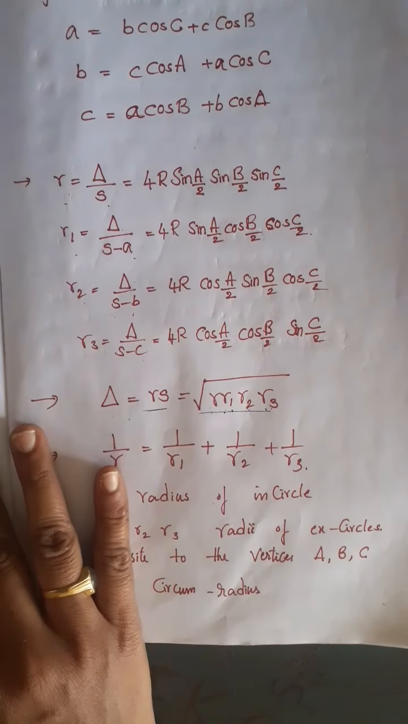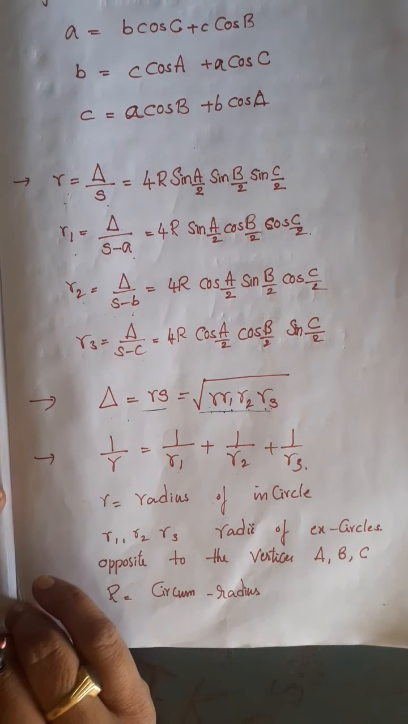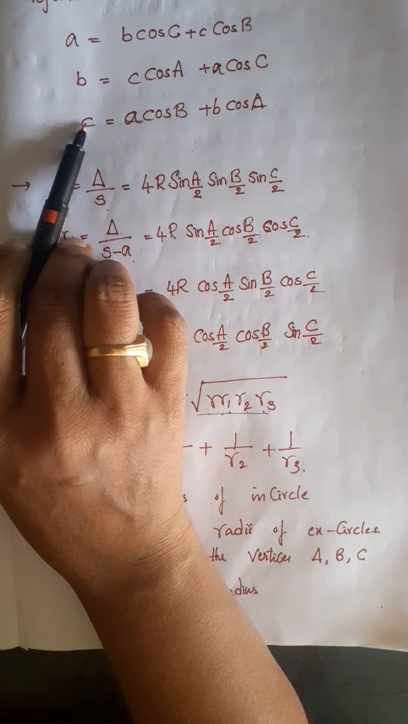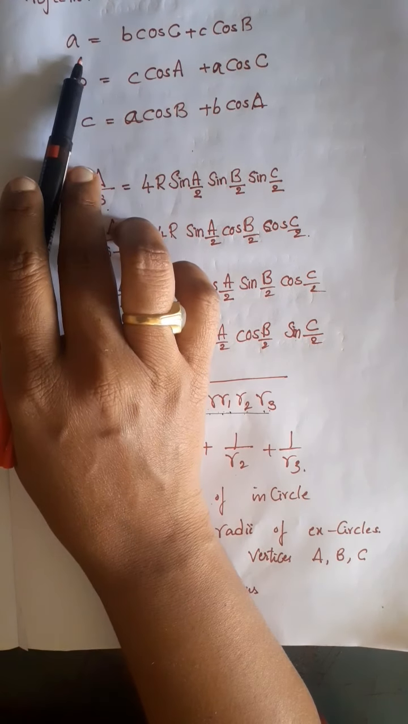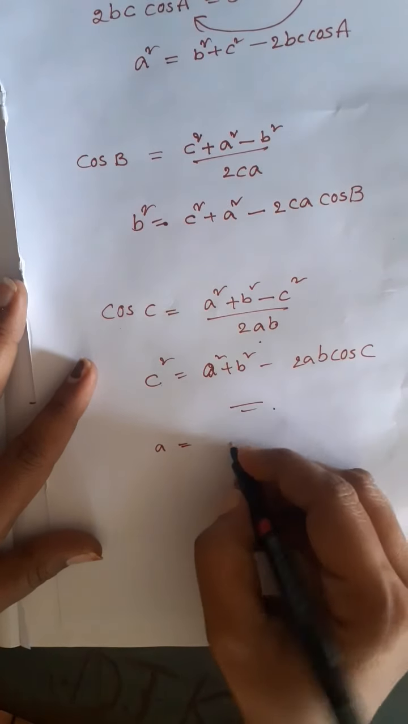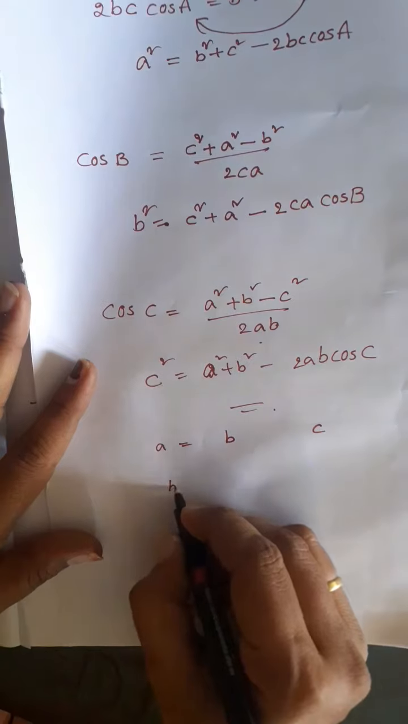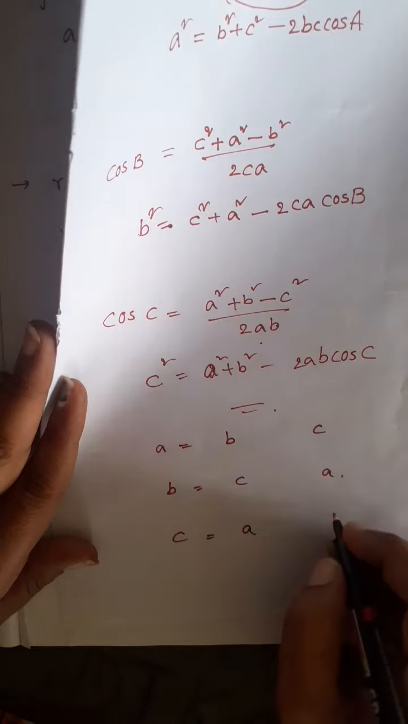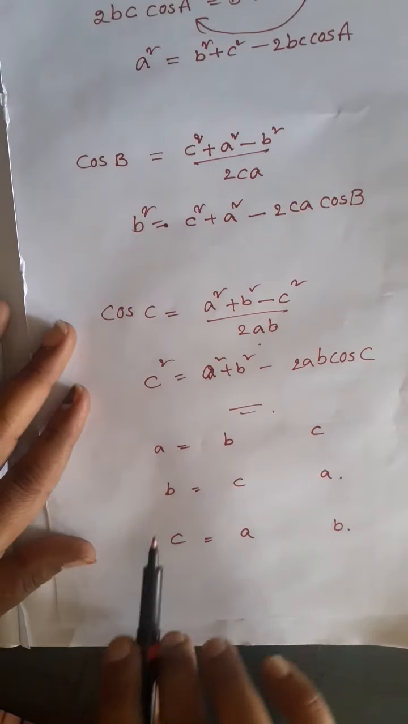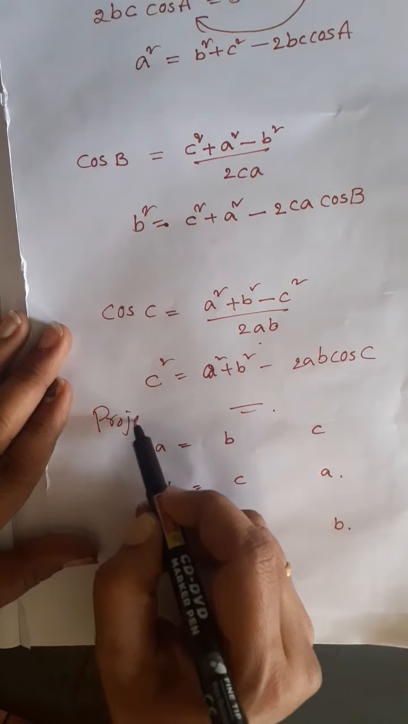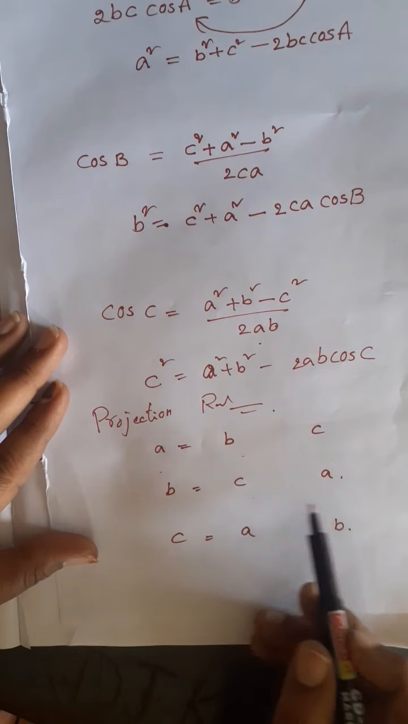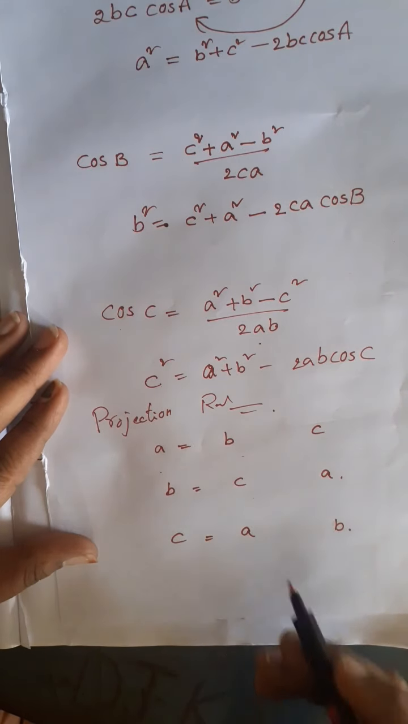And next let us see the projection rule. This is also an important one. Projection rule, a, b, c values we have to find. a is related with b and c, b is related with c and a, c is related with a and b. Once you observe here, you will write like this. This is the projection rule. a is equal to b, c; b is equal to c, a; and c is equal to a, b, right.